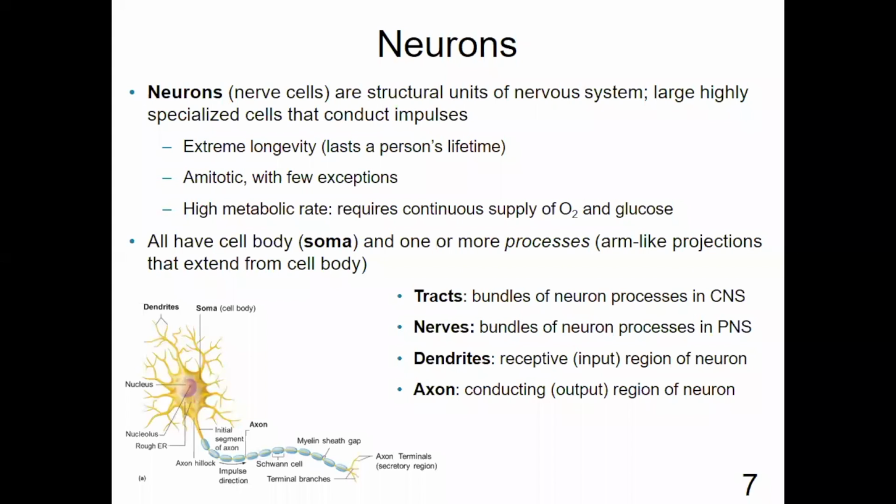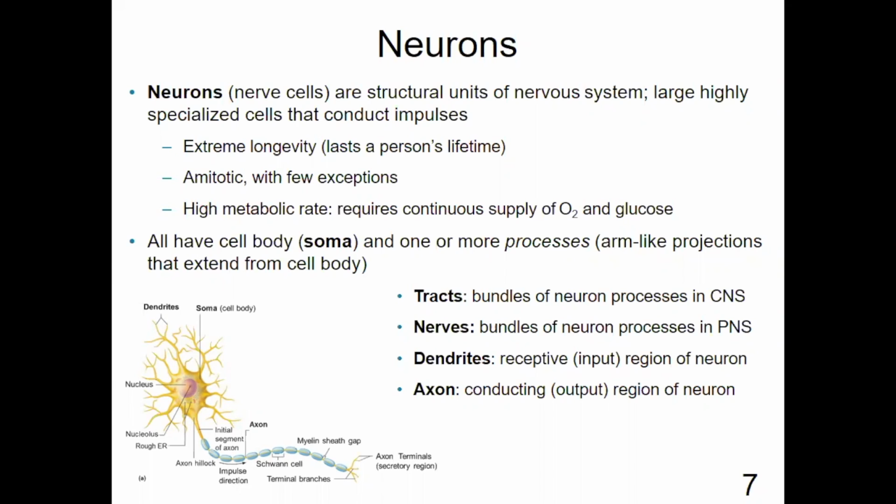Let's begin by looking at neurons. Neurons are special cells of the nervous system that are able to conduct impulses, electrical and or chemical signals that relay information.